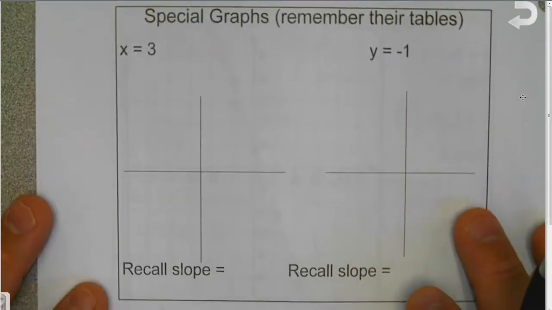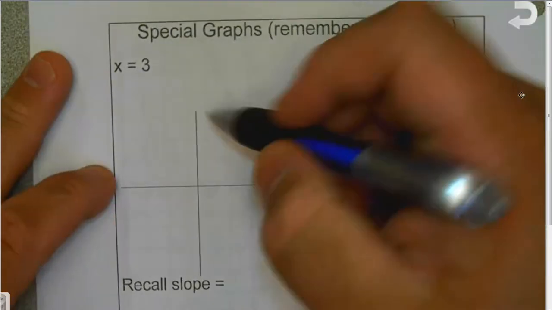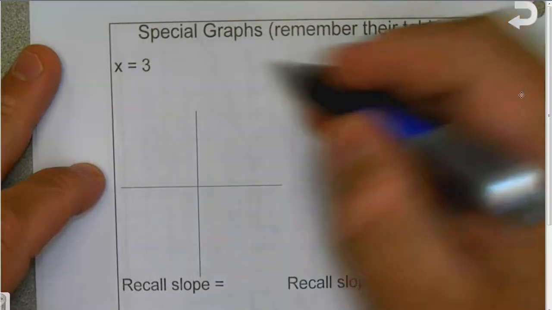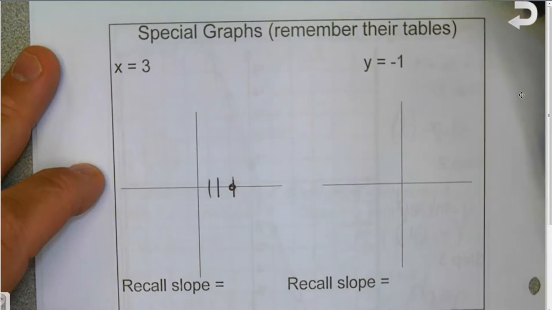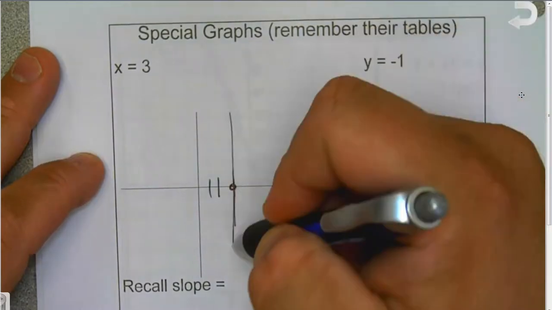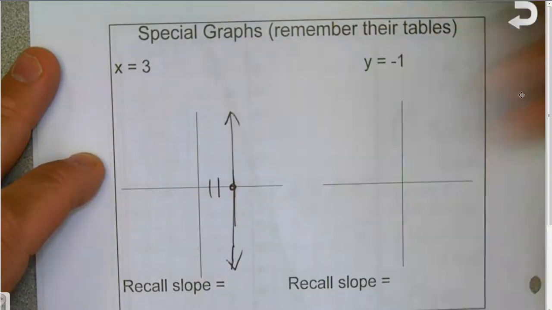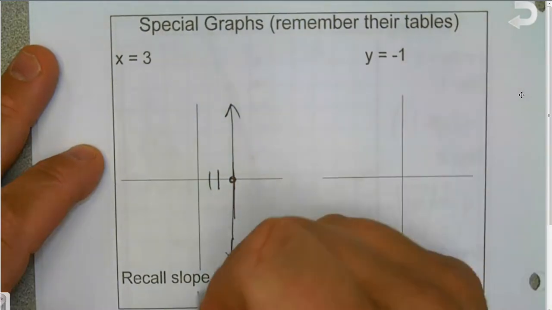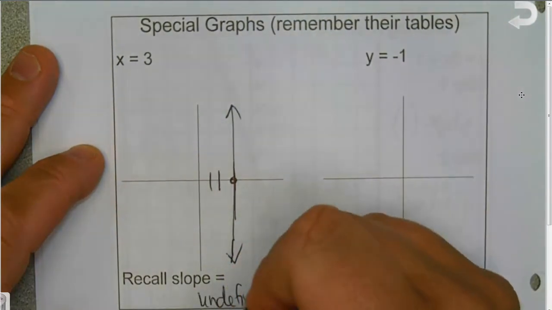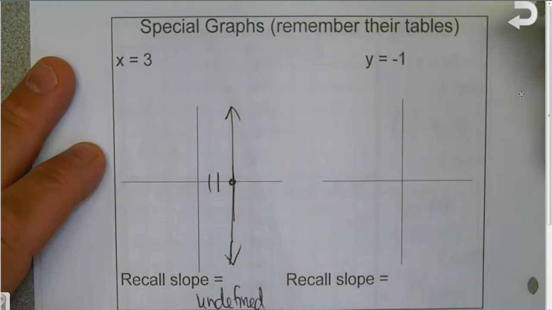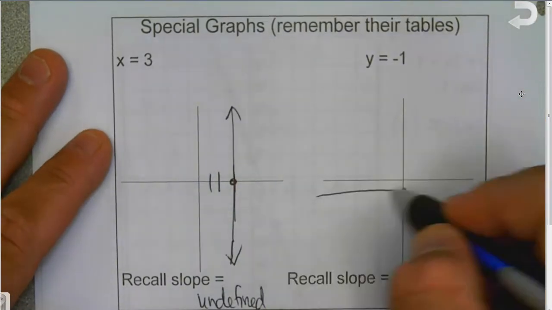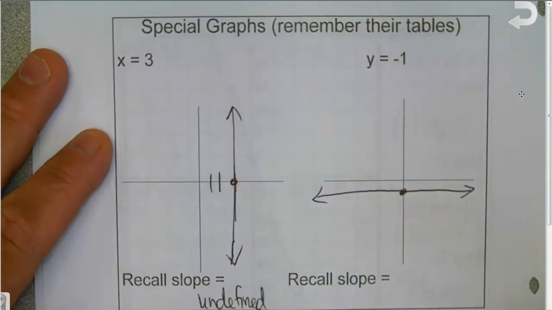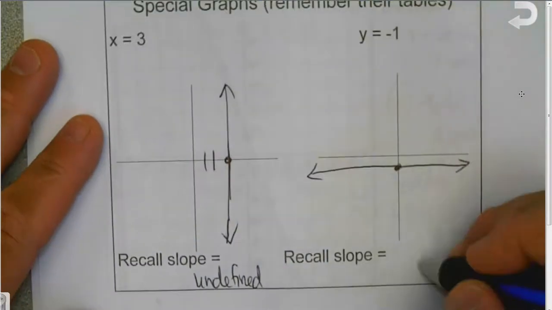Special graphs. Remember, if you get a line and it says x is equal to 3, you go to where x is equal to 3 and you're creating a vertical line. The slope here is undefined. If you go to where y is equal to -1, you put a point, you're creating a horizontal line. And the slope is equal to 0.